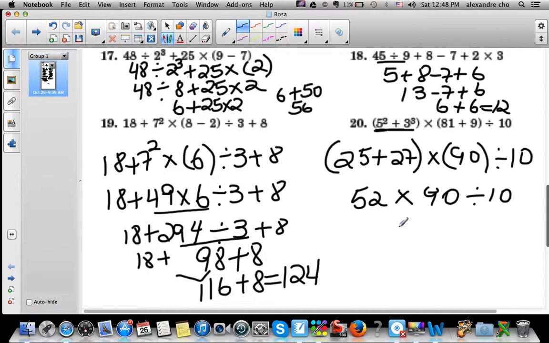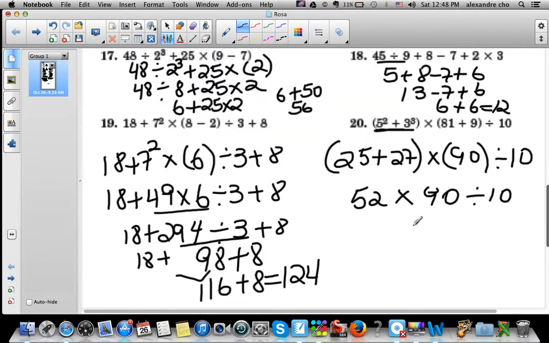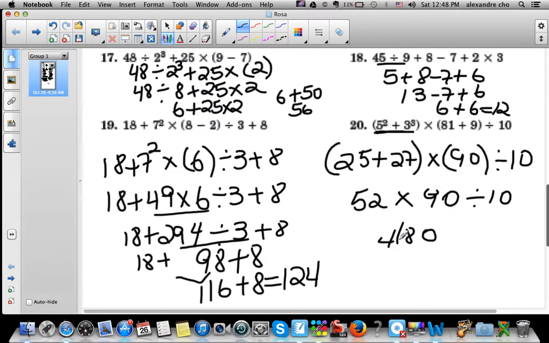Now we do 52 times 90, which, running out of battery. 52 times 90, which is going to be 4,680, divided by 10. Okay, so you do these two, and then you divide by 10 in the back, and 4,680 divided by 10 is just simply 468.